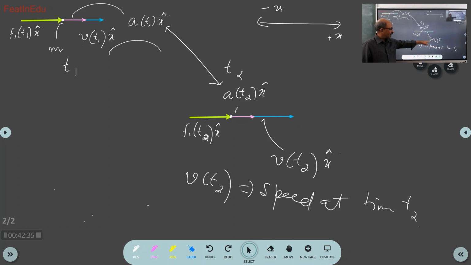Now I have told this velocity vector is Vt2 x cap. This velocity is Vt1 x cap. What is the relation between these two? How should I relate it? You told me the speed is more. So mathematically, what is speed? The speed at time t2 is represented by Vt2. The speed at time t1 is represented by Vt1. Now you know that speed is more at time t2 than at time t1. So what is the mathematical notation I should use?